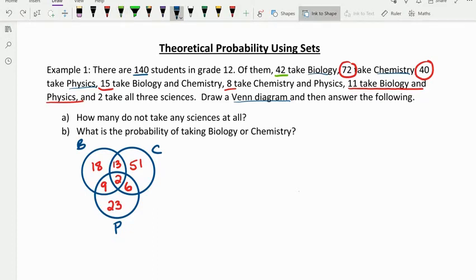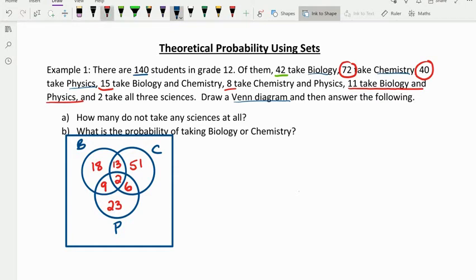What we want to do is put a box, or rectangle, around the outside. And that rectangle would represent anything outside of those circles. So we're going to add another number on the outside here. And this other number on the outside will represent those students that don't take any science at all. So first things first, let's total what's in the center.